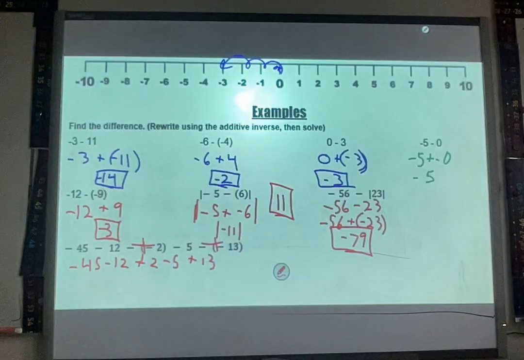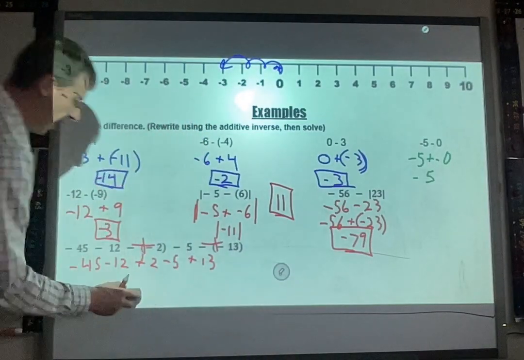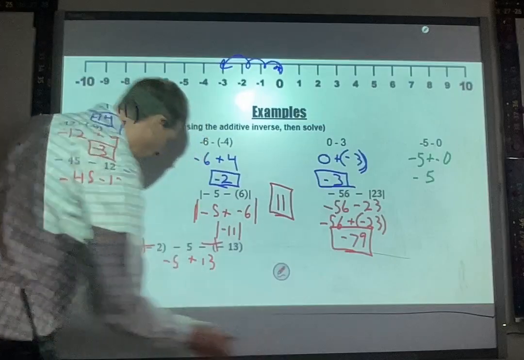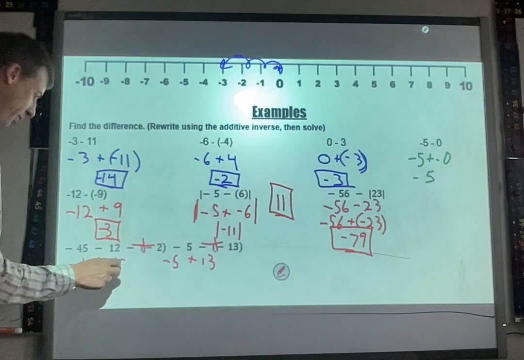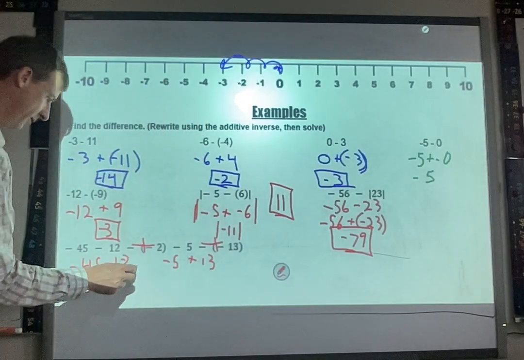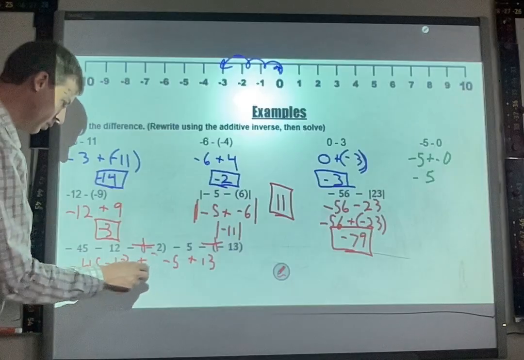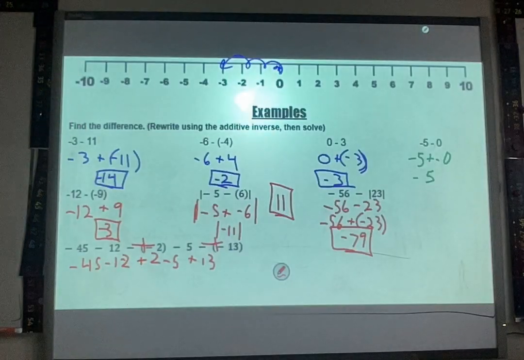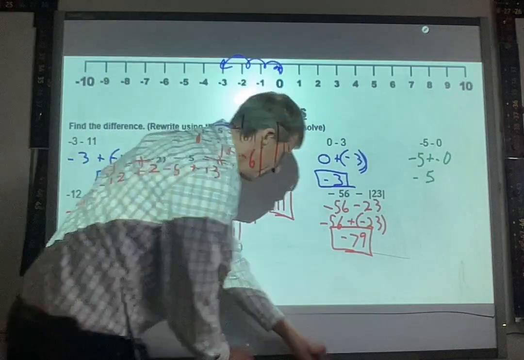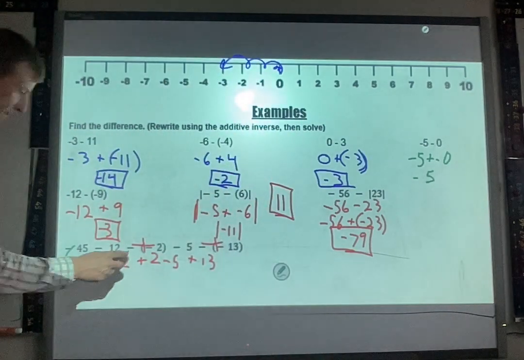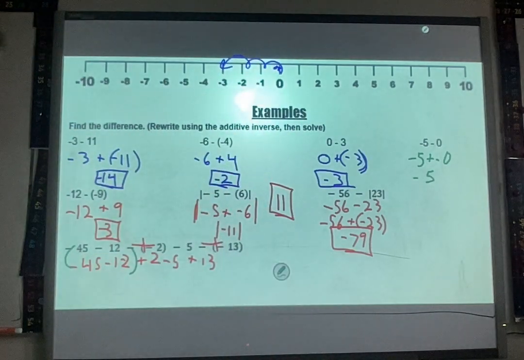All right. Now, I didn't have to change it to addition first. I could have just started on the left and worked to the right, and I would get the same answer. But I thought I would just do that first. I don't know, there's always a couple of different ways you can do it. All right, now I'm just working left to right. So I'm going to do negative 45 minus 12 first.